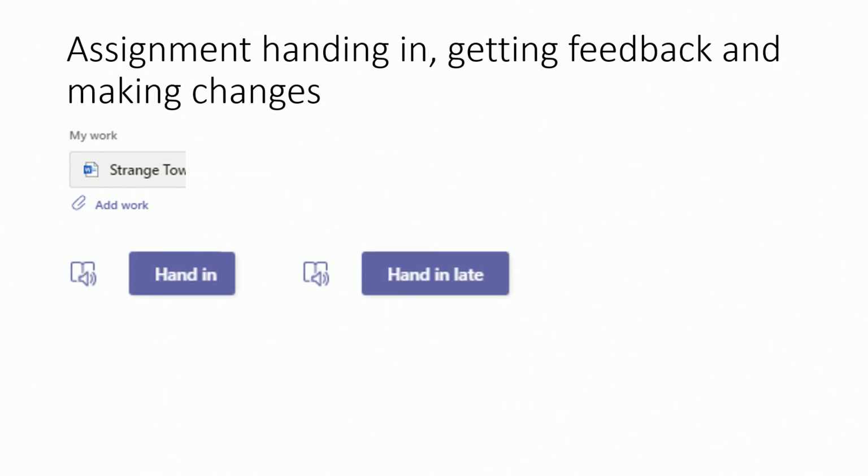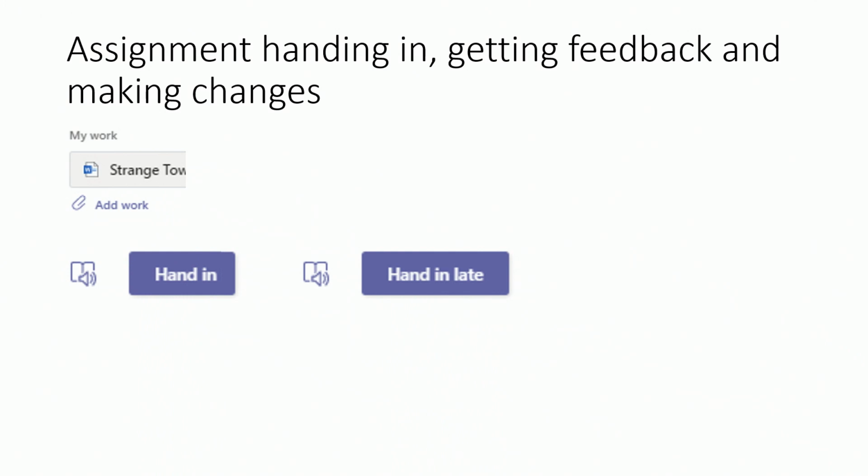How do you go about handing in your assignments, receiving your feedback, and making changes? On your assignment, under the My Work section, you'll also see a button saying Add Work. If you have downloaded the work to work offline, you must press Add Work and upload your work again. Or, if you've taken any pictures of work, you can also press Add Work here and upload it from your phone. You will now be given two options for hand-in or possibly hand-in late. Hand-in will mean that you will get your feedback at the expected time. Hand-in late might mean that your feedback will be delayed.